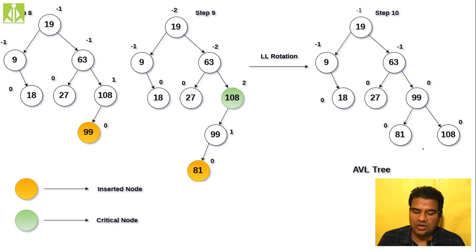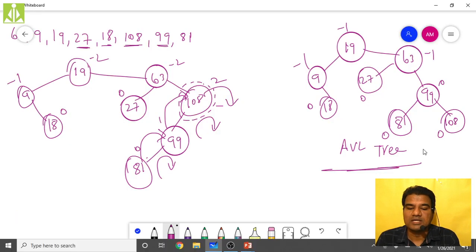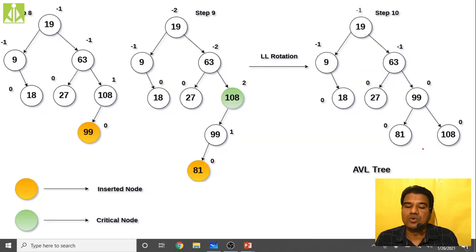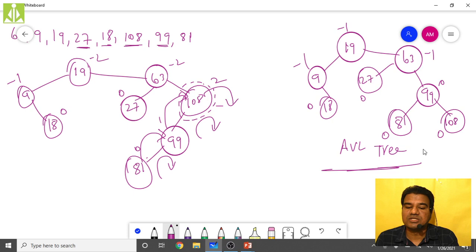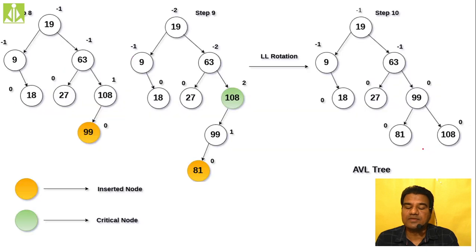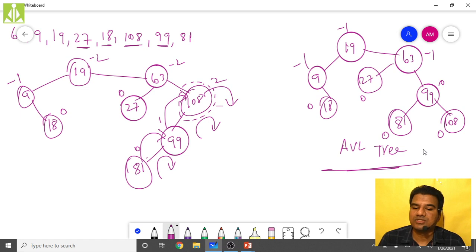Okay. Hopefully you understood this complete phenomenon, how I have shown over here. See here, the same thing we got here. Okay. 19 as the root node, 9 and 63 as child nodes, 18, 27, 99, then 81, 108. Like this, we got the tree.